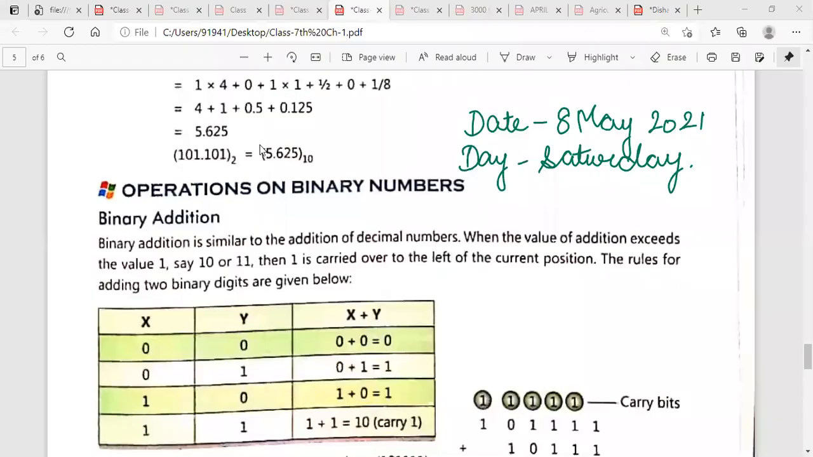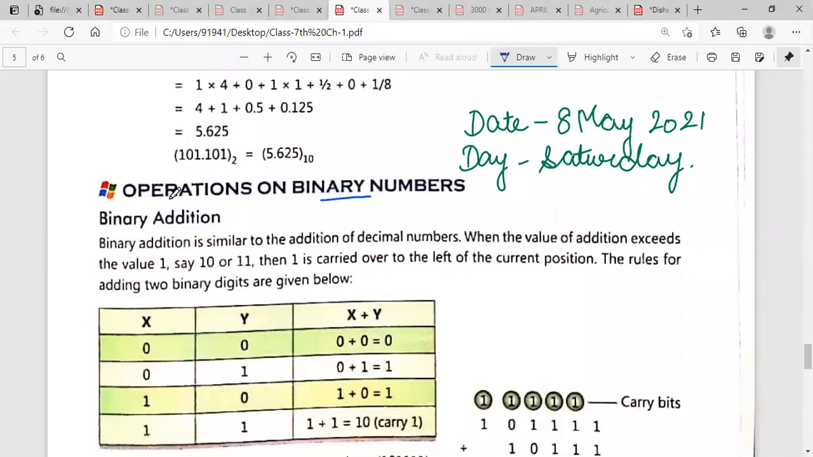Now, what is the meaning of this topic? It means we will do operations by using binary numbers, operations like binary addition, binary subtraction, binary multiplication. In this case, we will use the binary numbers, which have two values, meaning 2 bits, 1 or 0. Okay. Now, the first subtopic is binary addition.